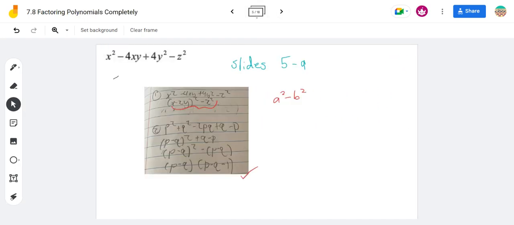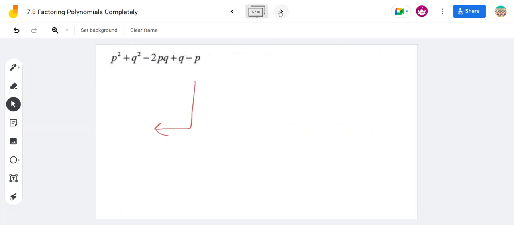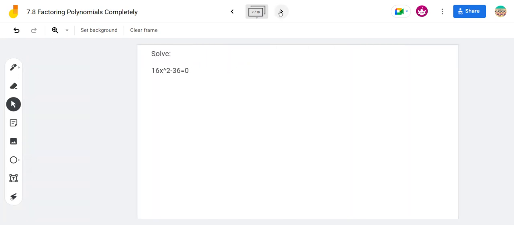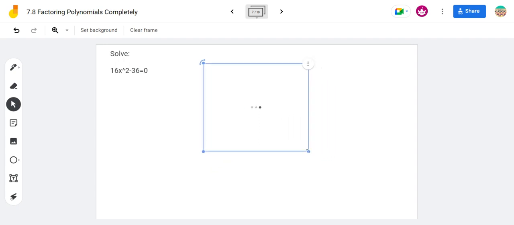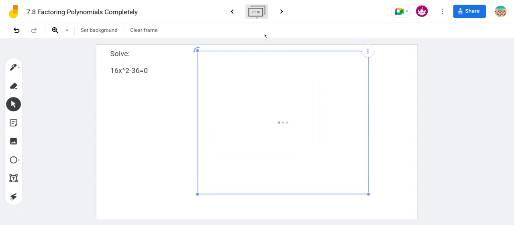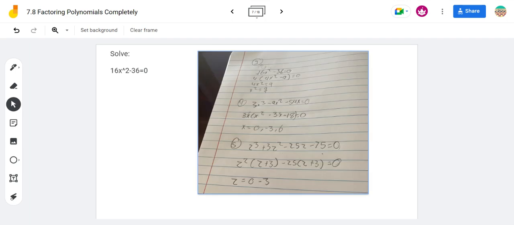Oh, I forgot to share this tab. Yeah, so the last three questions, I guess, is a bit laggy here.